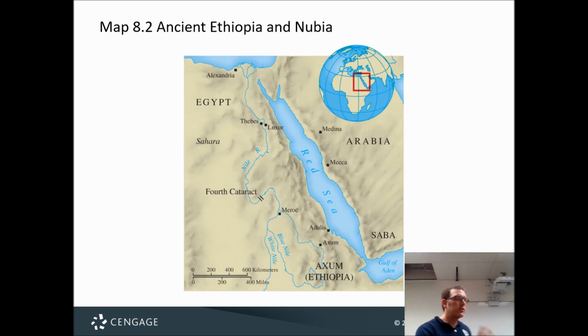Okay, so now to zoom in just a little bit on Ethiopia and Nubia. So it's Lower Egypt, Upper Egypt. Again, I always get it backwards because Upper Egypt is south. But these are the cataracts. This is where the city of Meroe is, and the rival Aksum.